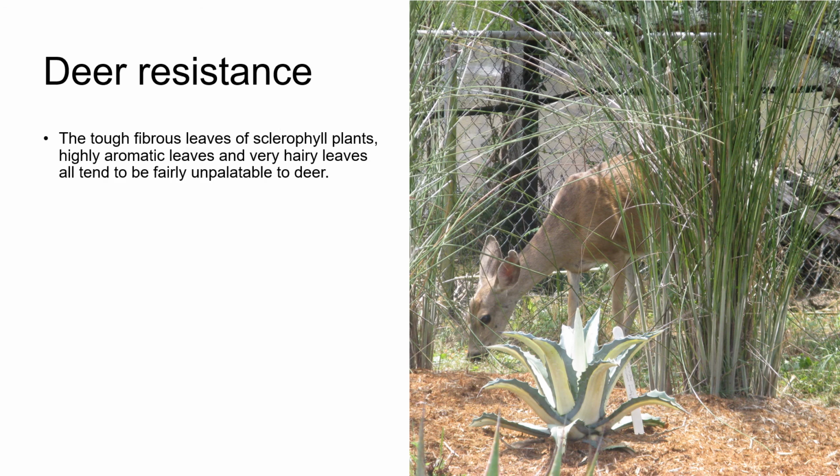The tough, fibrous leaves of sclerophyll plants and highly aromatic leaves and very hairy leaves all tend to be fairly unpalatable to deer. So plants with these adaptations to heat and drought are going to be good selections in areas where deer are a problem.